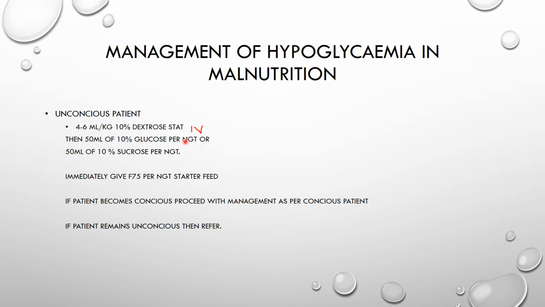Make sure that it's given by NG tube, because this patient is unconscious, so they cannot take it orally by themselves. So we put an NG tube and we give the bolus. You can give it as glucose or as sucrose 10%. I think we have already explained how to make each of these fluids. Then immediately after, you give F75 starter feed per NG tube. We expect the patient to become conscious after correcting the hypoglycemia, and if the patient becomes conscious, we continue with the management as per a conscious patient. But if the patient remains unconscious, then we repeat.